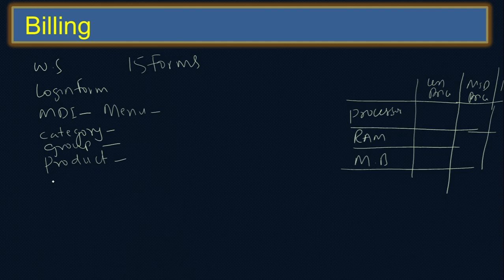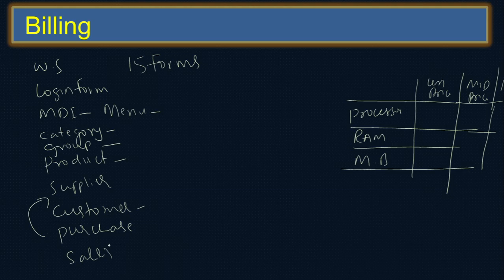After that, we can have a supplier. The supplier is the one who will supply the material to us. Next is a customer. The customer is the one we are going to supply to. So we send the product to the customer, and he will buy the product from us. Next we have a purchase, where we are purchasing from the supplier. Then you can have sales, where we are selling to the customer. Based on that, we'll have stock. So stock is very important.